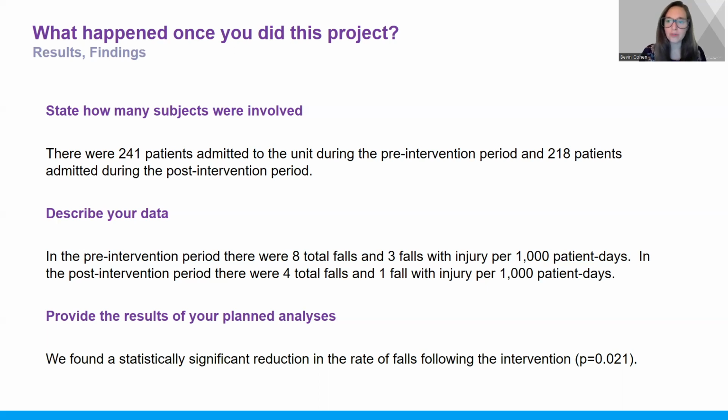So again, in the previous slide, you had said that you were going to make a statistical comparison using Poisson regression. This is the sentence where you tell your audience what the results of that comparison were. And as you can see, you write that you found that there was a statistically significant reduction in the rate of falls following the intervention. And because this is a statistical analysis, it's appropriate to add the p-value for that regression model. And you can do so in parentheses, just like we have here.